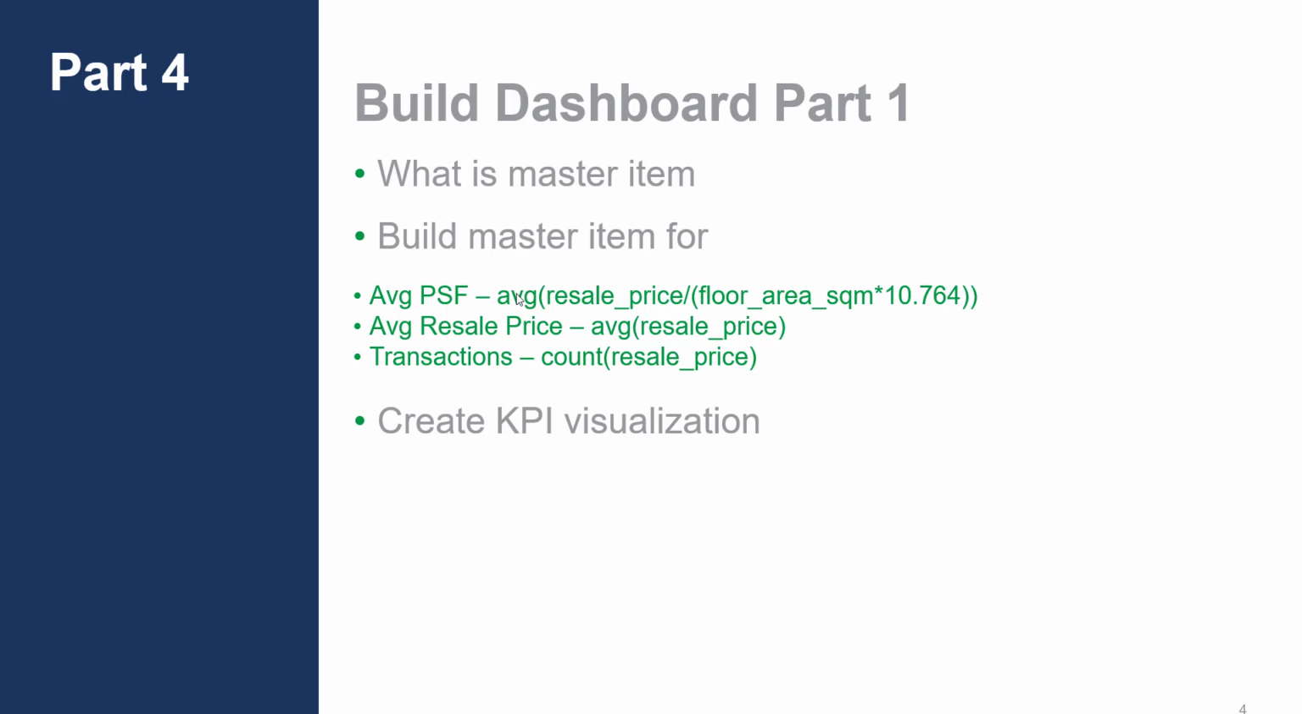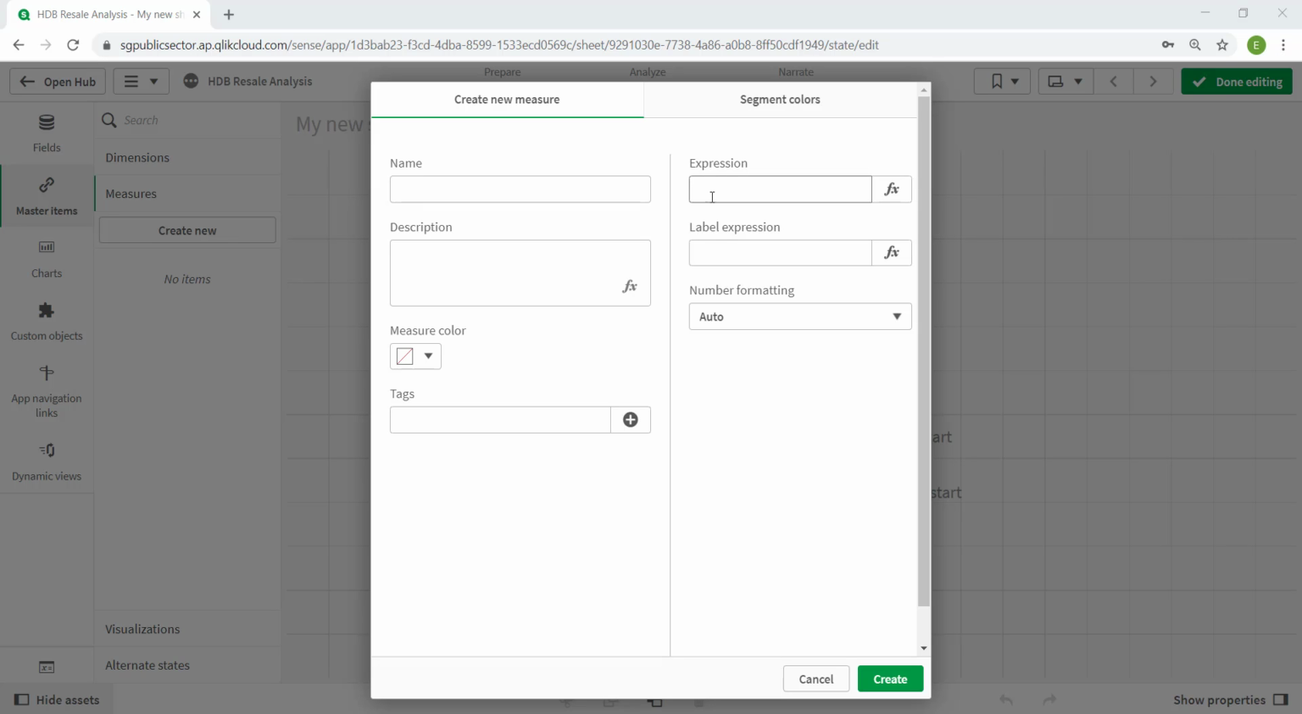The first measure that we want to create is the average per square feet, which is using the resale price divided by the floor area square meter. This will give you the per square meter. So we need to multiply by 10.764 to give you the per square feet. And we use an average function in front to do an average per square feet. So copy this formula and paste it inside your expression here.